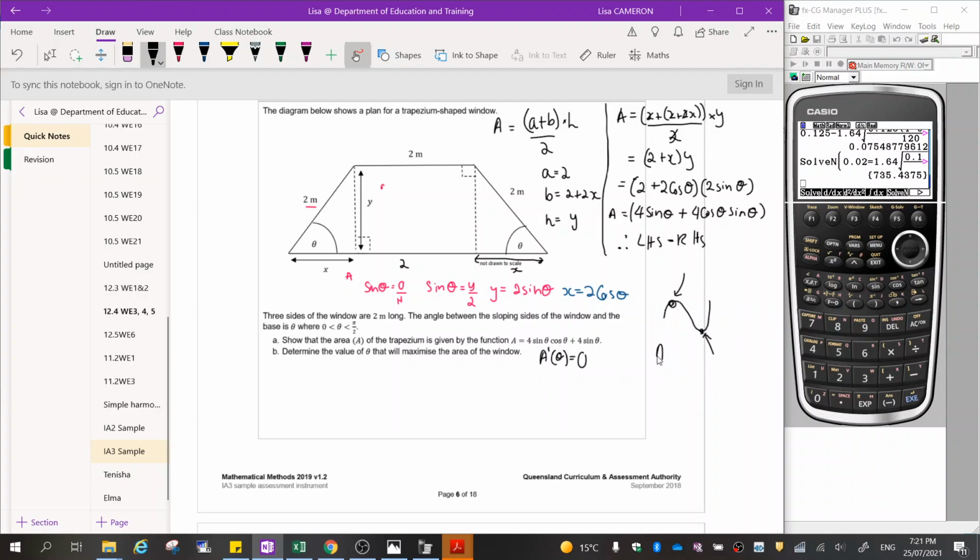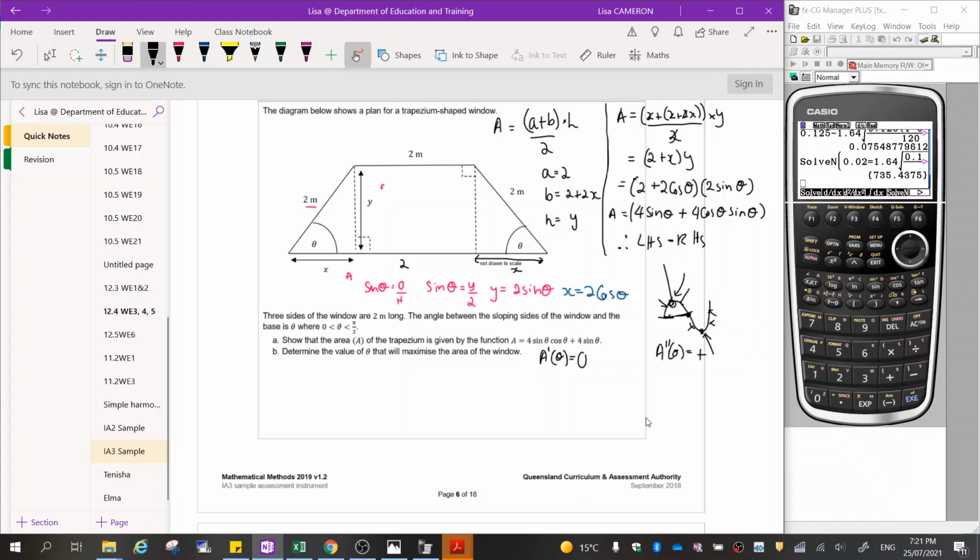Your other option is to test the second derivative and work out which one is a maximum. If I look at the second derivative and input any value between here and here, it would be positive, positive, positive. Whereas down here it would be negative, and then negative, and then negative. So you get the idea there.